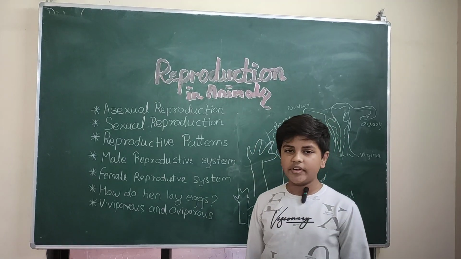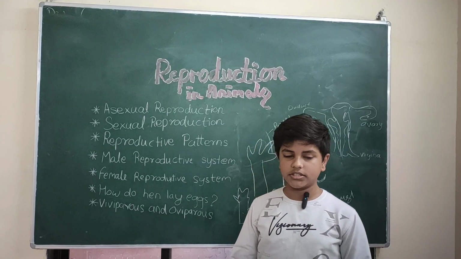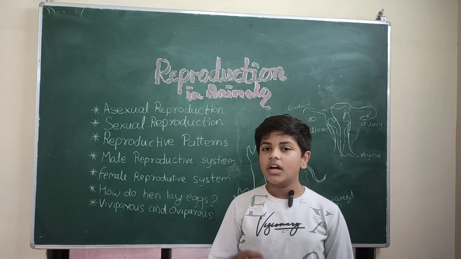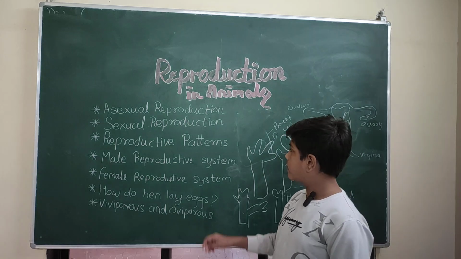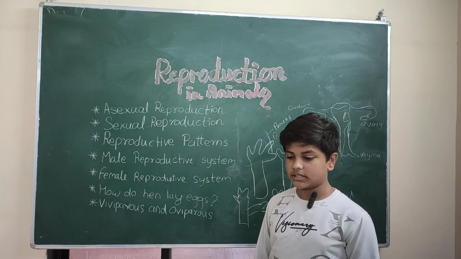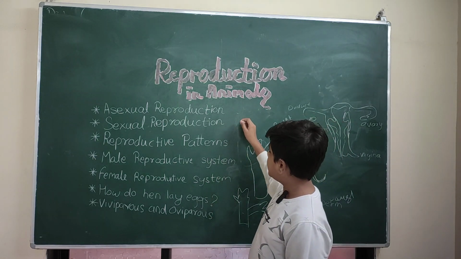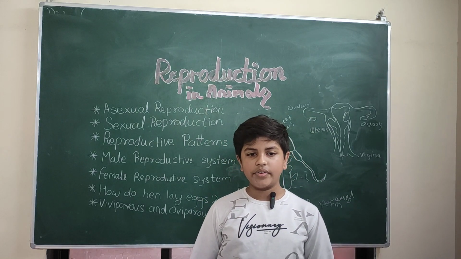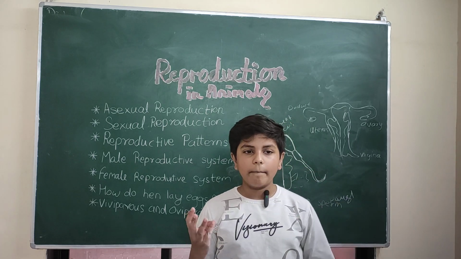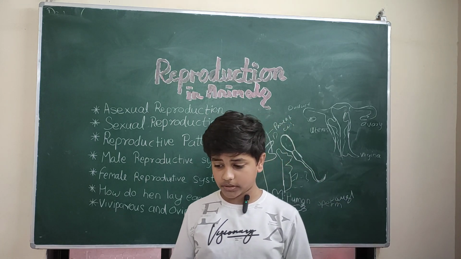Sexual reproduction. We know that sexual reproduction means producing young ones by the two parents, means male and female gametes. Example, hermaphrodite. A hermaphrodite, like an earthworm or snail, produces two gametes, male and female gametes.